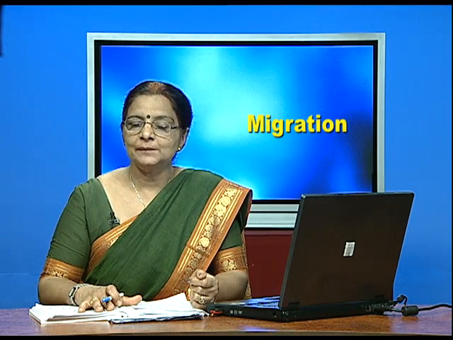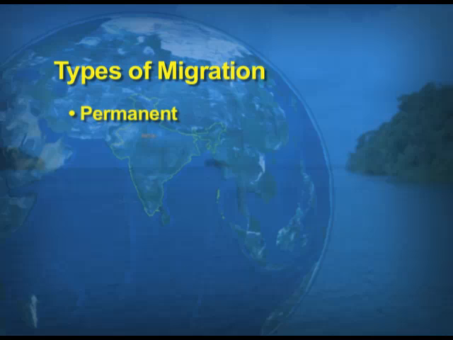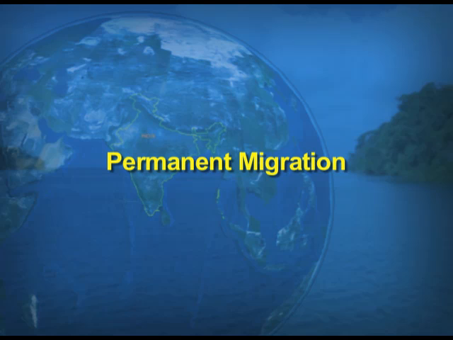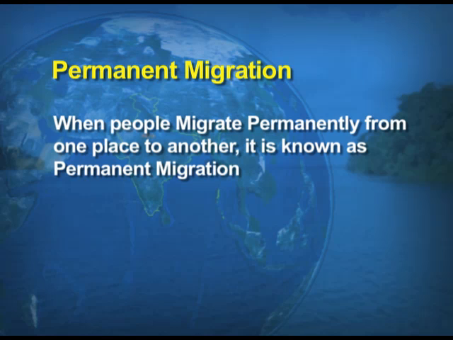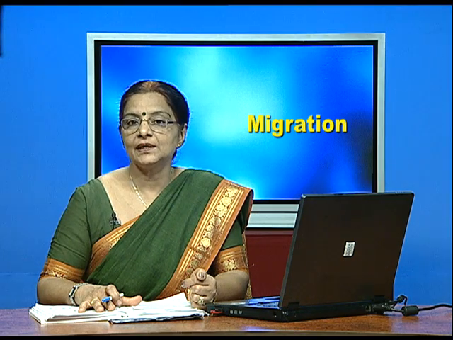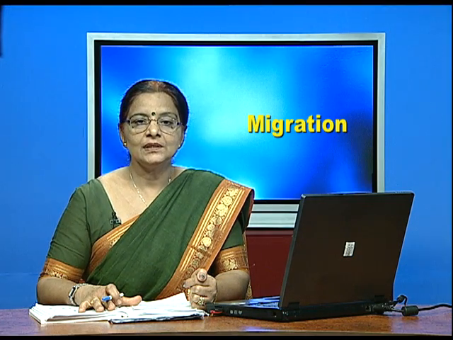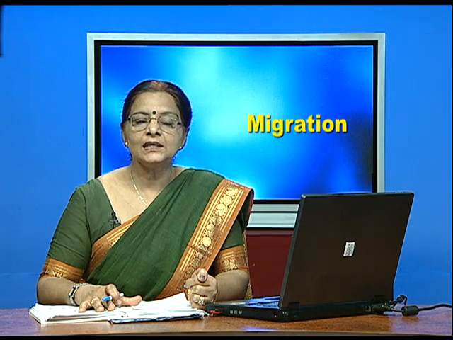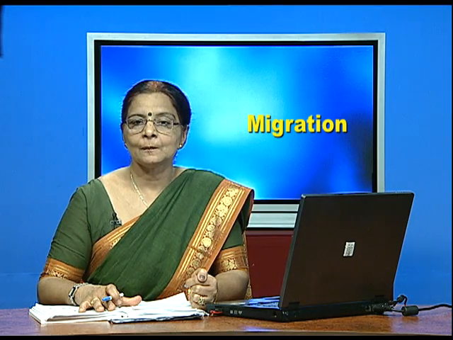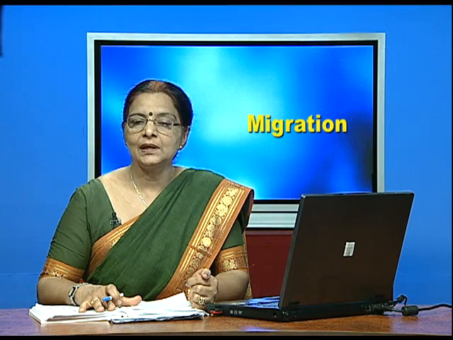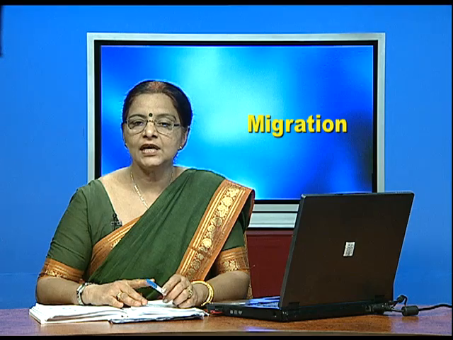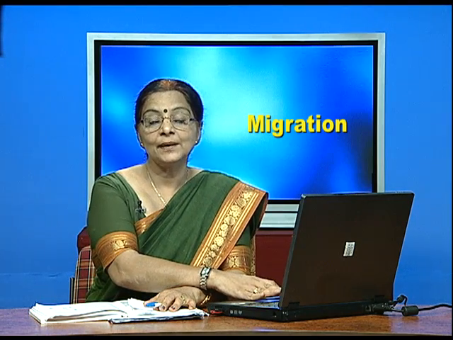Migration can be of two types. One is permanent migration and the second is temporary migration. Now, what is permanent migration? When people migrate permanently from one place to another, it is known as permanent migration. The reasons for permanent migration may be different. Now, what is temporary migration? This is basically a term used for periodic migration. That periodic can be annual, seasonal or daily migration, and it is known as temporary migration.